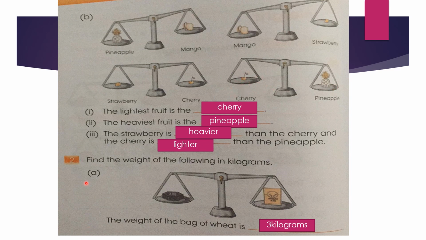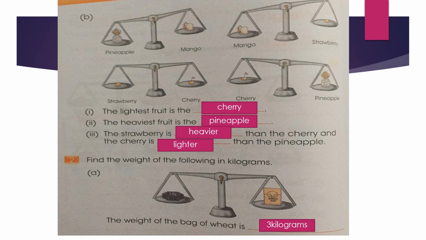Okay, number 2 exercise. Find the weight of the following in kilograms. A. Look at this. Okay, as we can see this also in page 48. So this is representing the kilos of this. What is this? This is a wheat, the wheat bag. So the weight of the bag of wheat is how many? So that means this one is 3 kilograms. So that means 3 kilograms of this is equal to this bag of wheat.